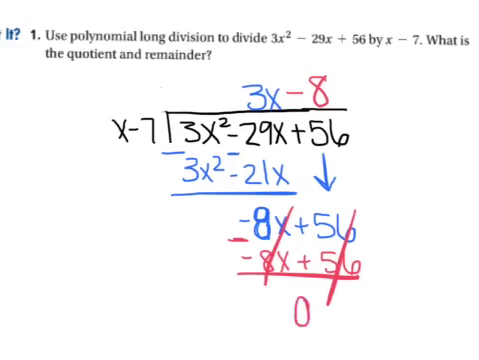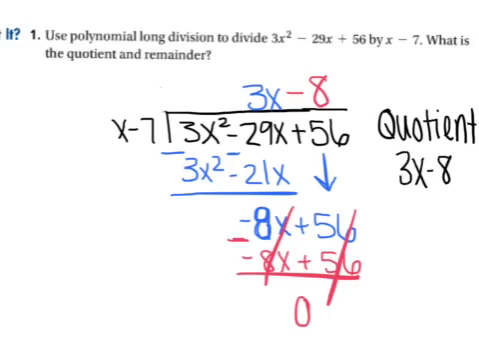So we have nothing left here. We have 0. That means we don't have a remainder, which is awesome, because it divides evenly, and that always makes life nice and easy. So our quotient is 3x minus 8, and our remainder is just 0.